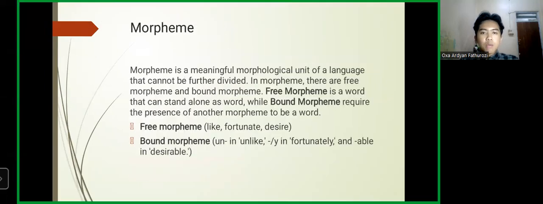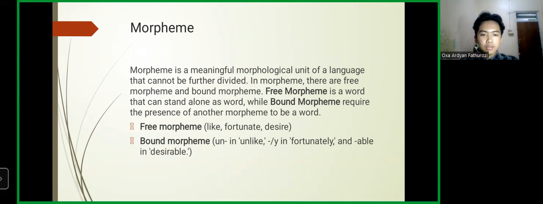Morpheme. Morpheme is a meaningful morphological unit of a language that cannot be further divided. In morpheme, there are free morpheme and bound morpheme. Free morpheme is a word that can stand alone as a word, while bound morpheme requires the presence of another morpheme to be a word. Free morphemes are like fortunate and desire. Bound morpheme examples are the un in unfortunate, the ly in unfortunately, and able in desirable.